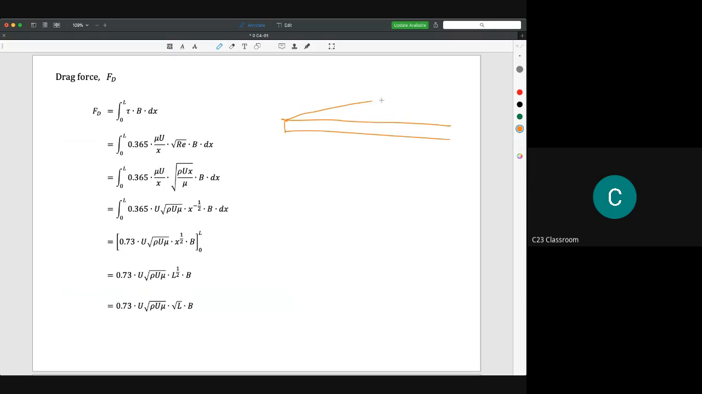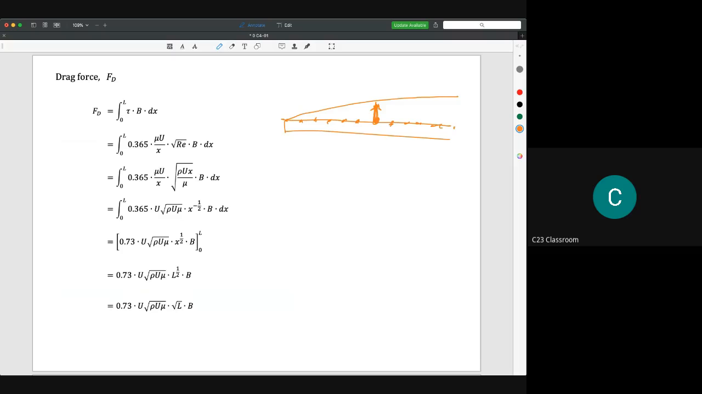So it is not a simple shape. The boundary layer is like that. So the shear stress here carries a certain value, but it's not the same as that at this location. That means we cannot just multiply by the area to get the total shear stress. No, we need to do the integral, because the strength of the shear stress is different at different locations.